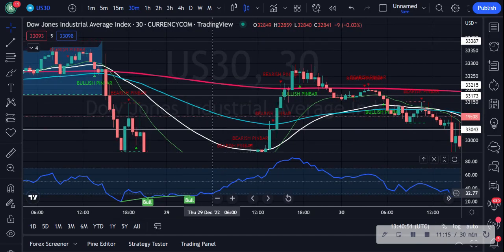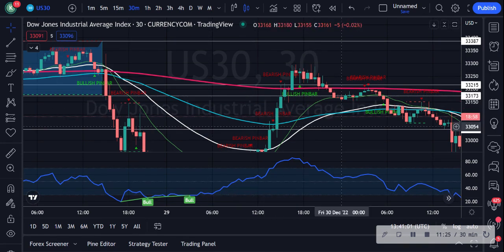Divergence has two types, right? Normal divergence, and then you've got the hidden divergences. So please go study that and understand what that means, so that you can also use that as an extra confluence when you're trading.